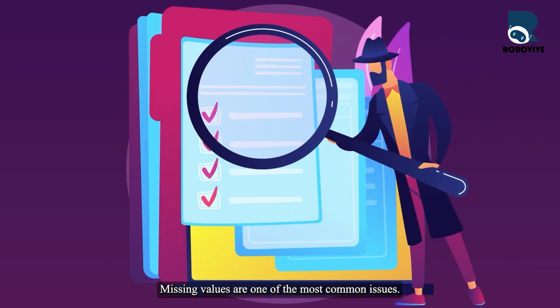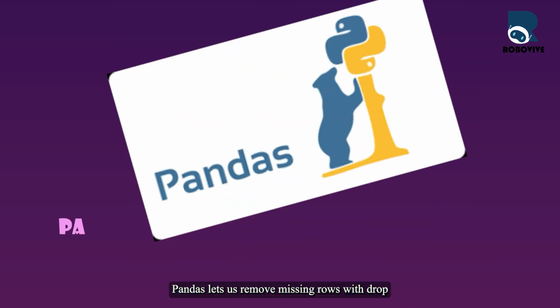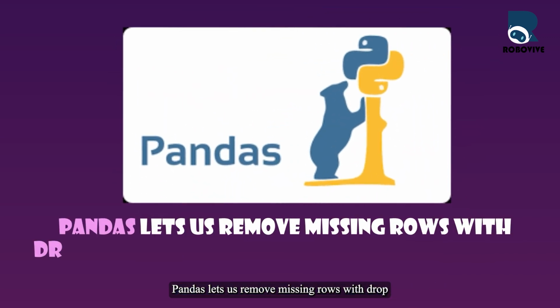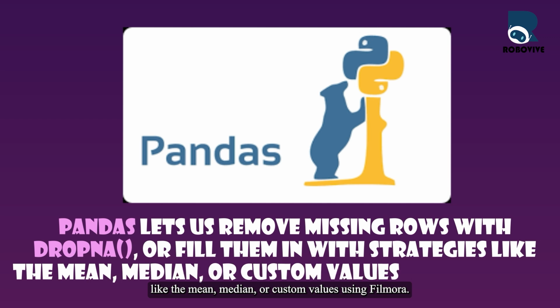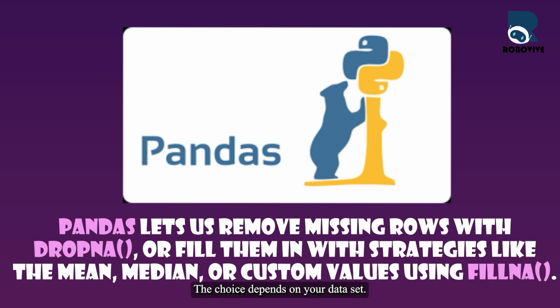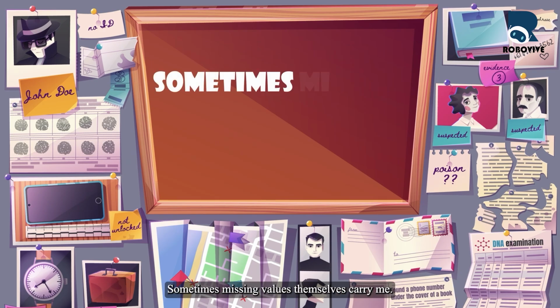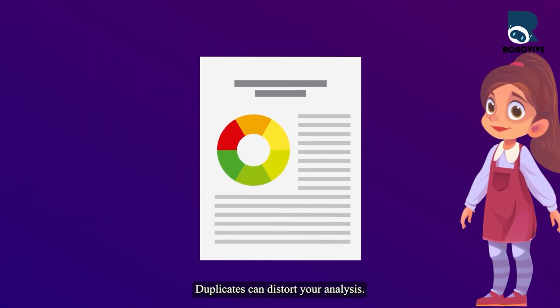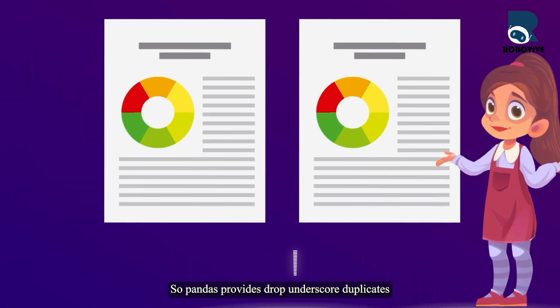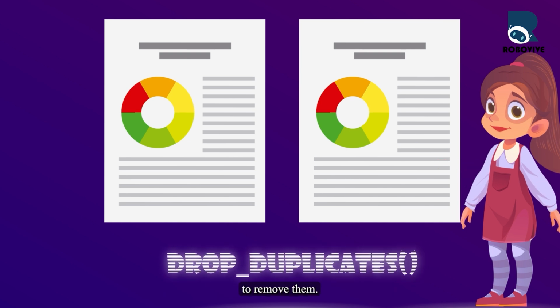Missing values are one of the most common issues. Pandas lets us remove missing rows with dropna, or fill them in with strategies like the mean, median, or custom values using fillna. The choice depends on your dataset. Sometimes missing values themselves carry meaning. Duplicates can distort your analysis, so Pandas provides drop_duplicates to remove them.